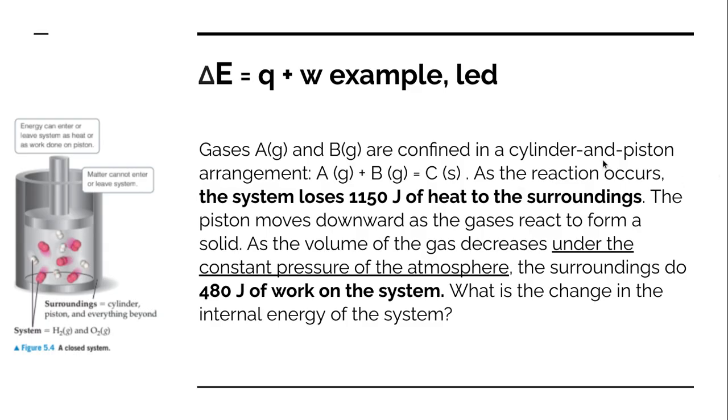Alright, so what we're going to be picking out here is we're looking for Q and we're looking for W. We know that the system loses 1,150 joules of heat, so that's going to be the heat. And then we know 480 joules of work, so that's going to be the work. Now we just have to figure out the signs, and since it's loses, that's going to be negative, and since the surroundings do the work, that's going to be positive. Another thing to note is what I've underlined here, and that just signifies that it's under constant pressure of the atmosphere. So there's no strange variables that we'd have to factor in.